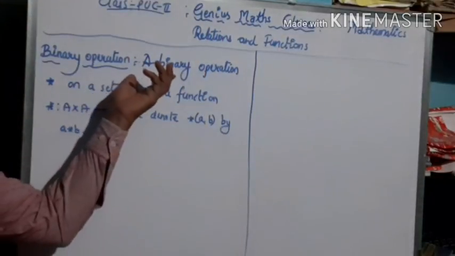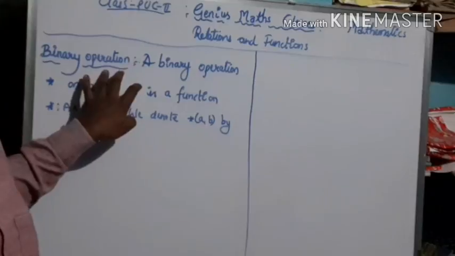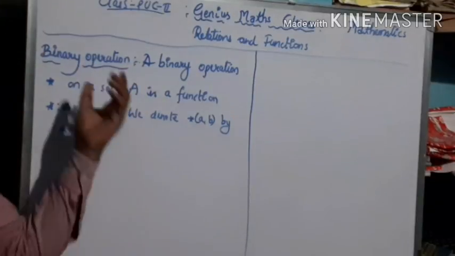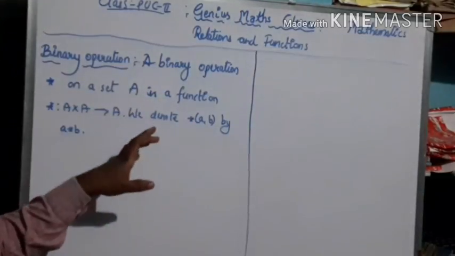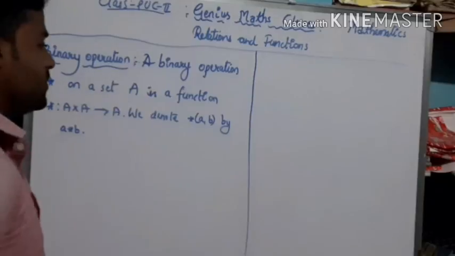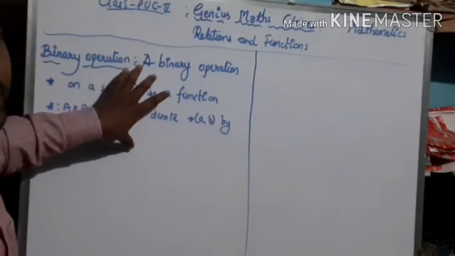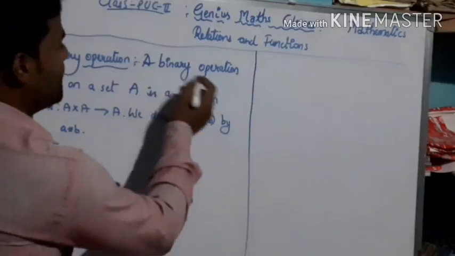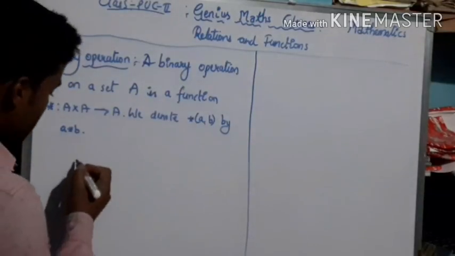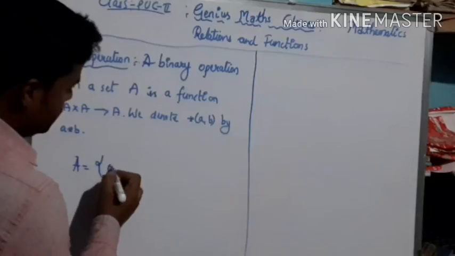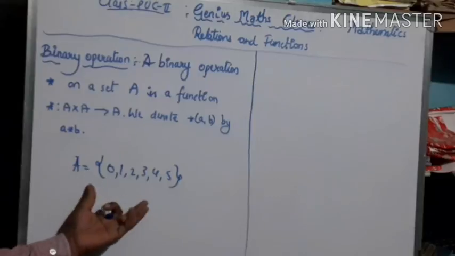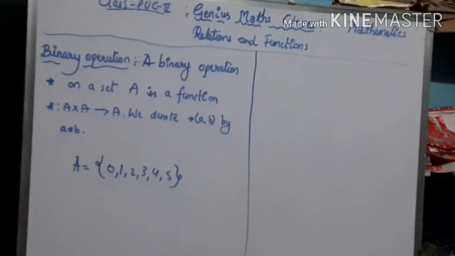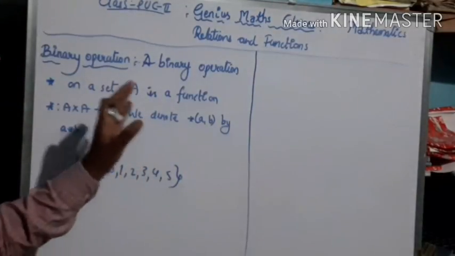Binary means 2, so this operation is on two elements or two numbers of a set. How will this concept run? Now I will explain. Because this operation operates on a set, just consider one set A equal to 0, 1, 2, 3, 4, 5. I want to operate one operation among the four operations.